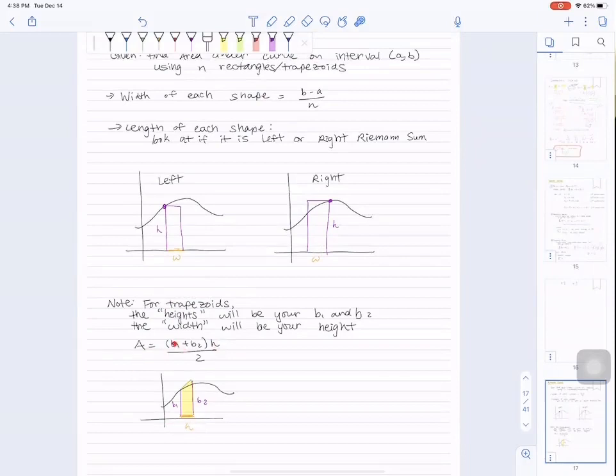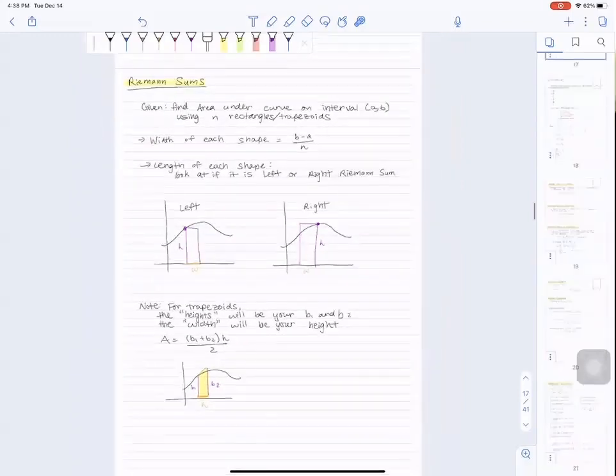Because the area of a trapezoid is base 1 plus base 2 times height over 2. So what are the base 1 and base 2? Those will be your heights, or your y values that you get. And your height will be this distance in your x value, ln divided by 2. So for the trapezoid, you would find the area of each trapezoid, add them all up, and that's your approximate area under the curve.